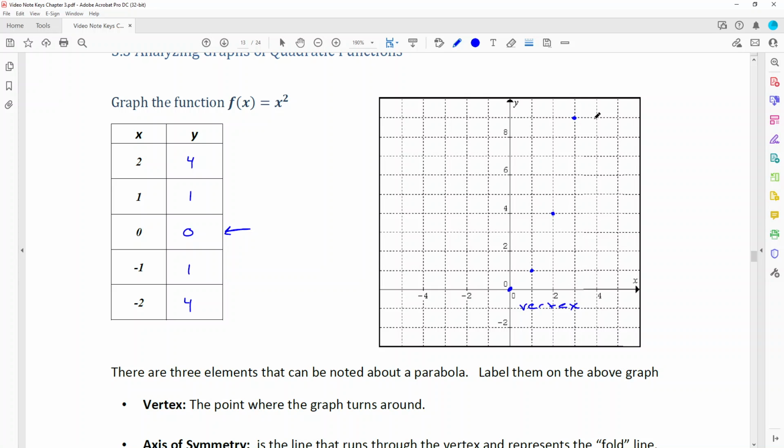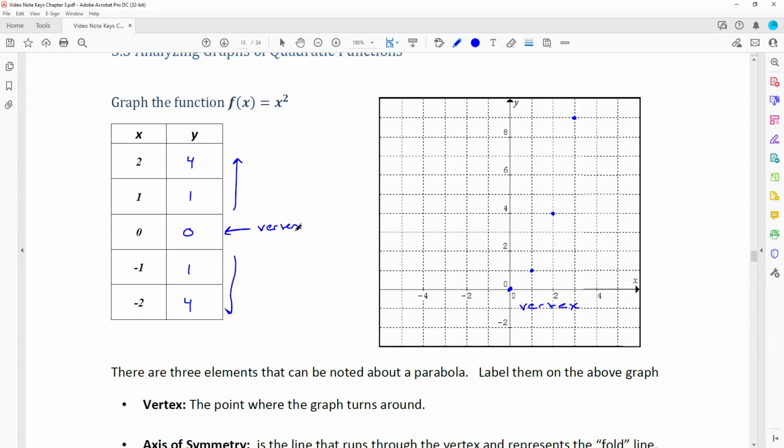Then parabolas have a very distinct feature. You'll notice that there was a mirror image happening when you went out from the vertex. This was my vertex, and then my y values were the same: 1, 1, 4, 4. Because parabolas have this mirror image effect.